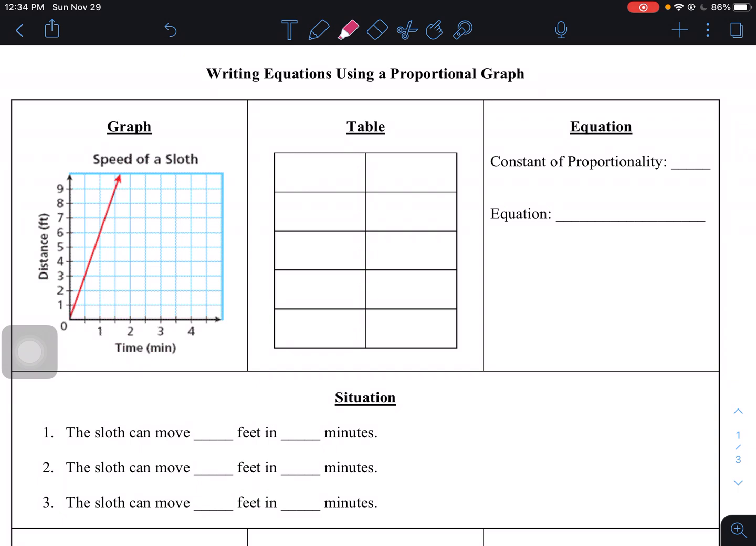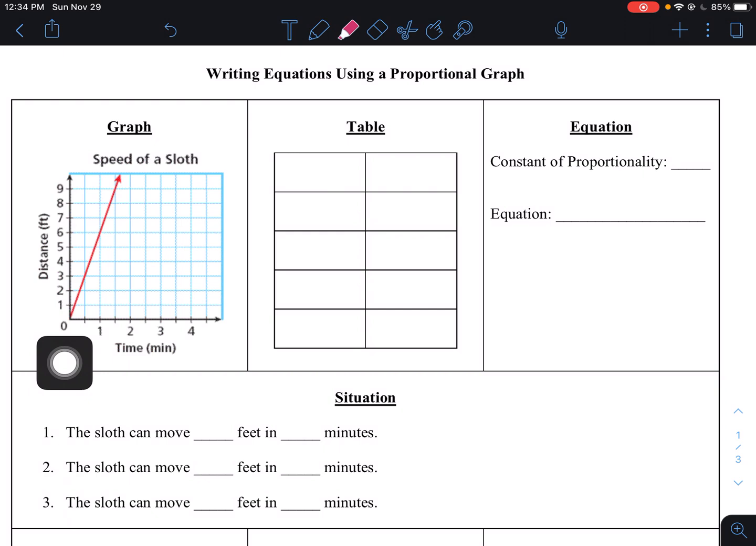Welcome back. Today we are going to learn how to write an equation using a proportional graph. So notice we can tell this graph is proportional because it's a straight line and it goes through the point 0, 0.